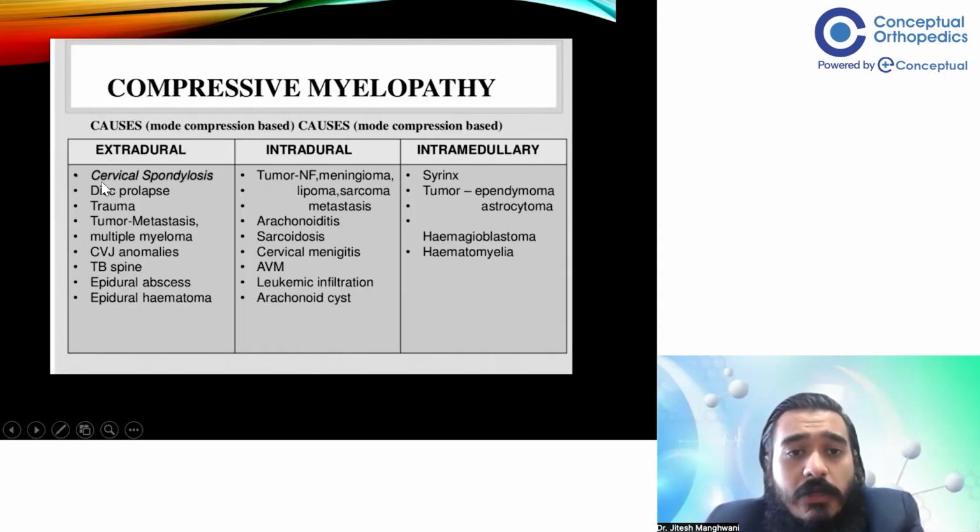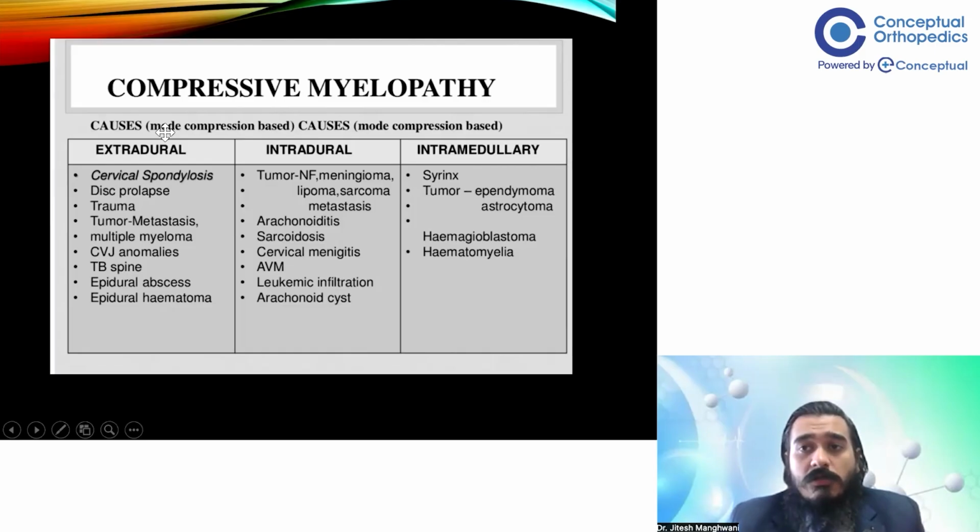So for extradural causes, the most common that we are going to talk about is cervical spondylosis, that is degenerative changes in the cervical spine, disc prolapse, trauma, tumor metastasis. Now, this is one important thing, that tumor or metastasis may also present to you with a picture of myelopathy. Multiple myeloma, CV junction anomalies, TB spine, epidural abscess, epidural hematoma. So infections, abscesses, and hematomas can also cause compression of the spinal cord and present as a compressive myelopathy.